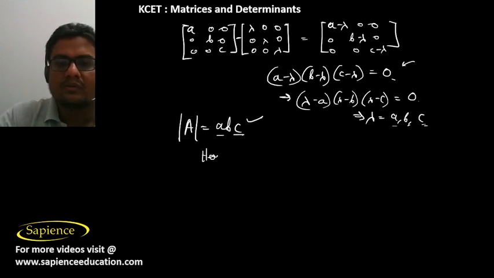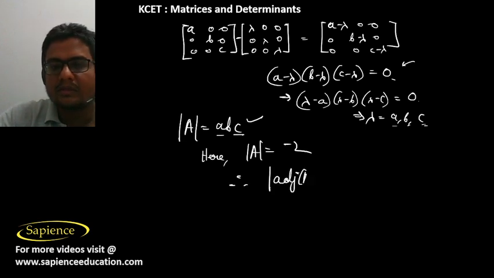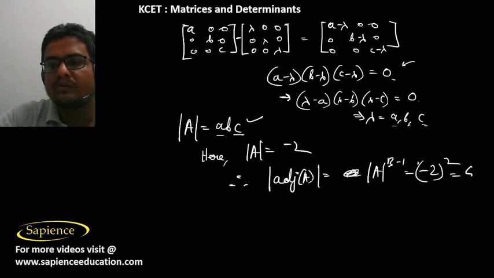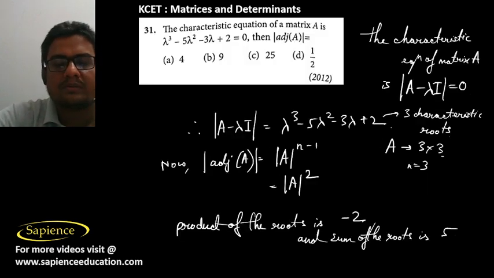So here also the determinant of A will be equal to the product of the roots, which is minus 2. So therefore the determinant of the adjoint of A will be equal to the determinant of A whole power 3 minus 1, which is minus 2 whole power 2, which is equal to 4. So option A is the correct answer.